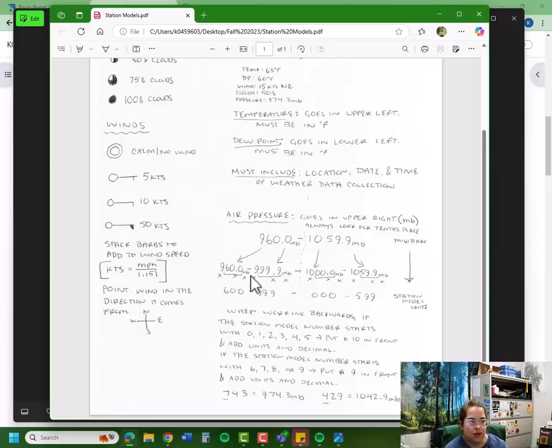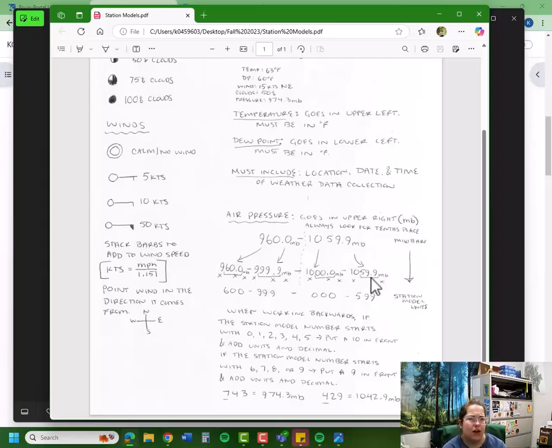First off, we can get rid of the units as we have everything else for the station model. We can drop the decimal point, and we can also drop the first 9, because every number between 960 and 999 starts with the digit 9. So if I get rid of those 3 items, that leaves me a code of 600 to 699. And basically what that is, that's the tens place, the ones place, and the tenths place. And that gives me my code for the station model.